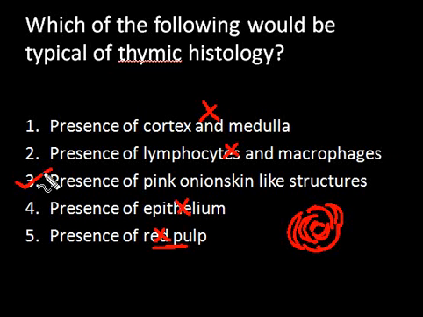So when you get questions like this, what is typical, then you have to think that this is only present in this structure. For example, if a question asked you, how would you distinguish thymus from the lymph node? Then you'll have to see what is typical of thymus but not present in the lymph node. So therefore, this is the correct statement.